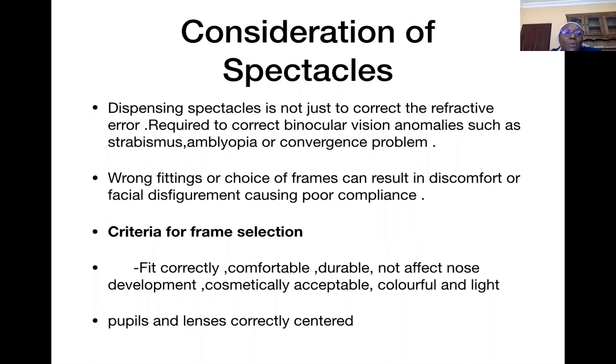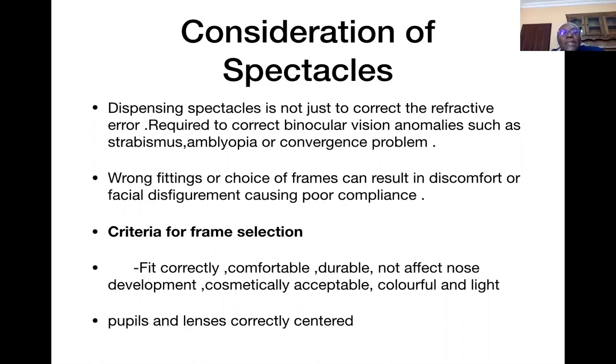So it's not just to correct the refractive error; you want them to have good binocular vision, especially those that have binocular vision anomalies such as strabismus and convergence problems. And then look closely at the type of spectacles being given, because wrong fittings or choice of frames can result in discomfort, facial disfigurement, and poor compliance, as I mentioned.